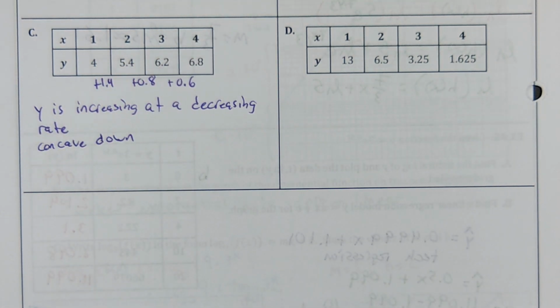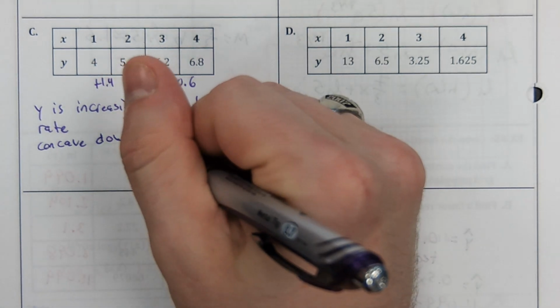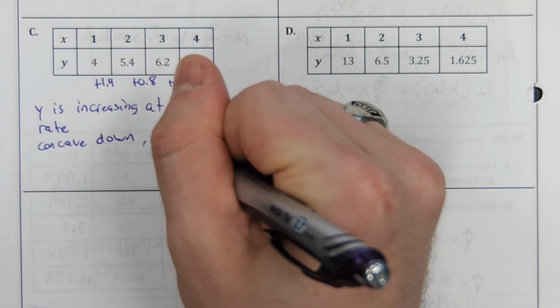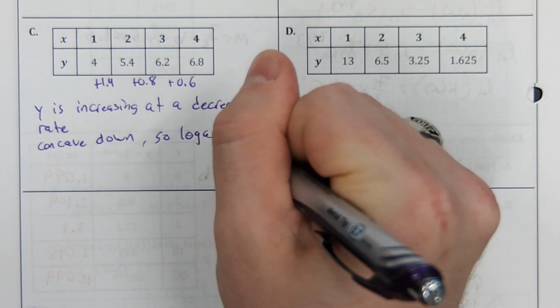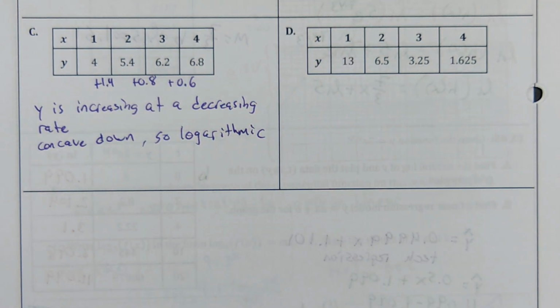So it's increasing and it's concave down. What does that make it? So it's logarithmic. Great.